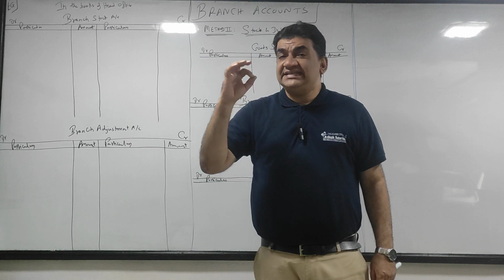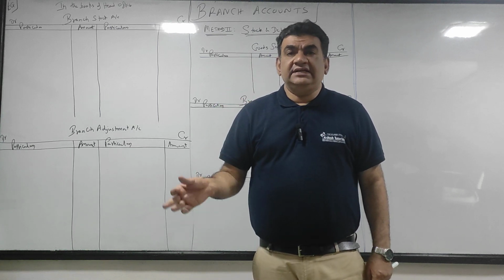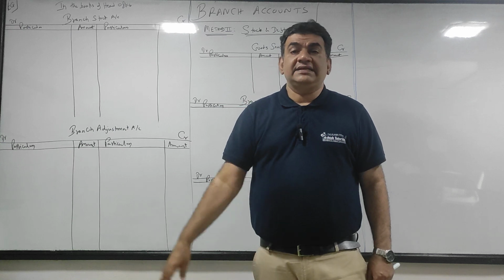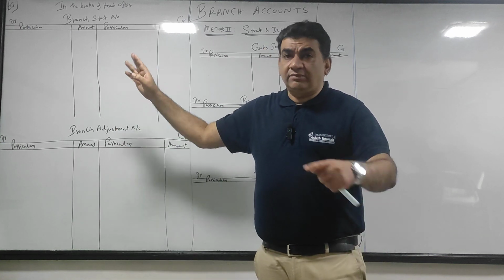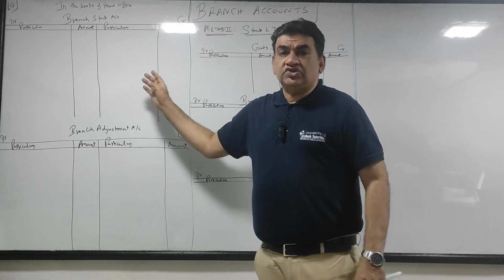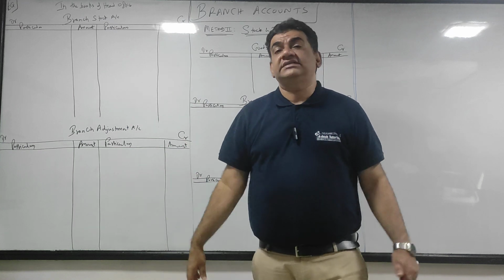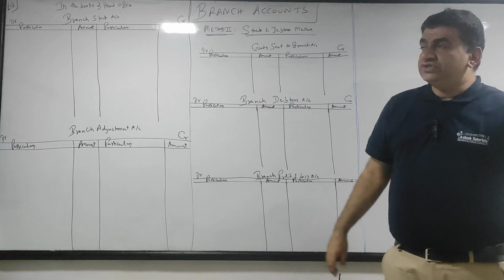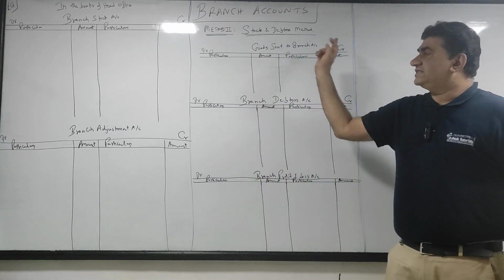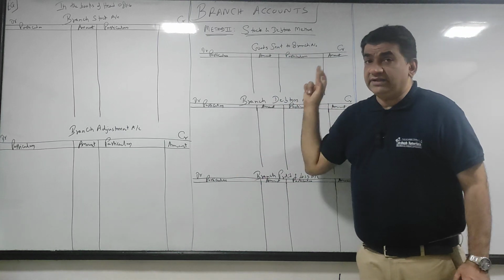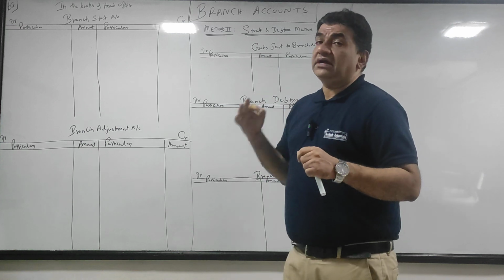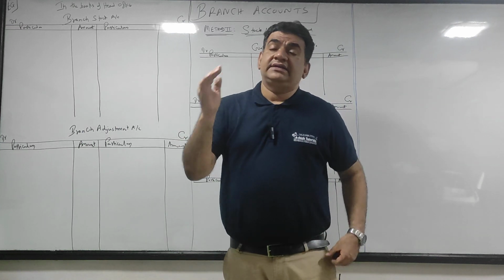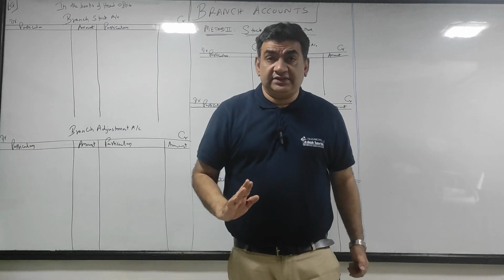And if the question doesn't mention the name of the method, they just tell you to prepare branch account, that means it is the first method only. And if they tell you like how I have made it, I'm coming to that point, branch stock, branch adjustment, branch debtors, that means it is the second method. Got it guys? So now we start with the second method, that is stock and debtors method, where the accounts will be maintained in a more detailed way as compared to the first method.